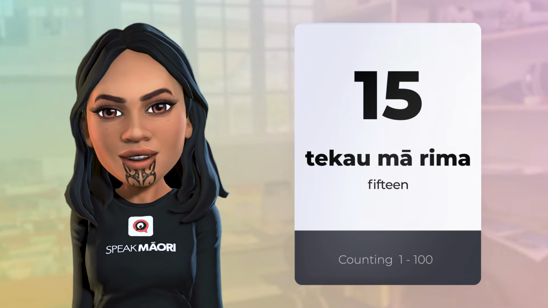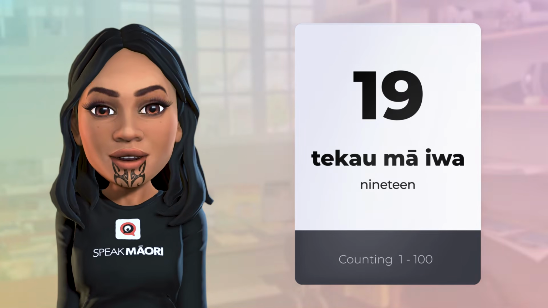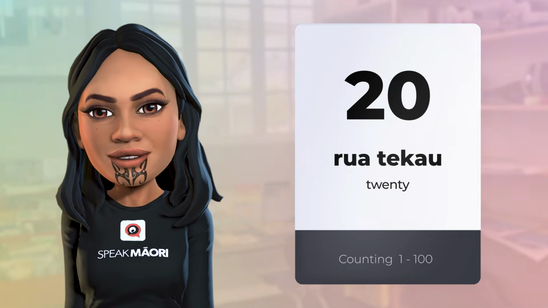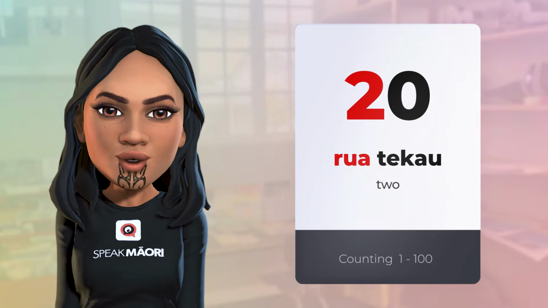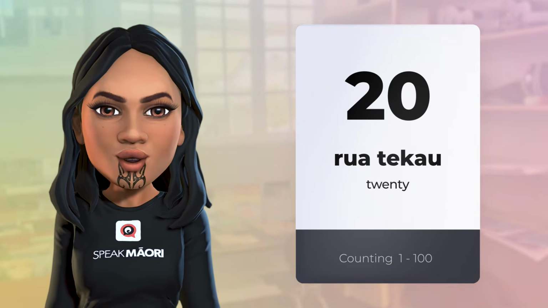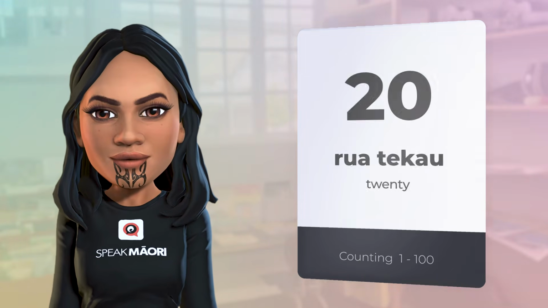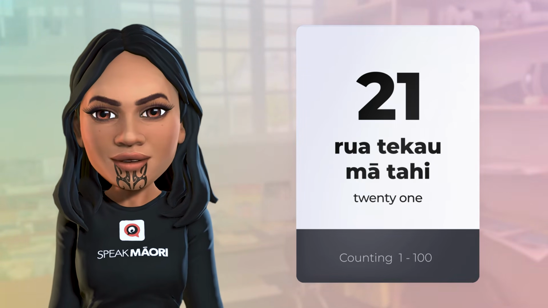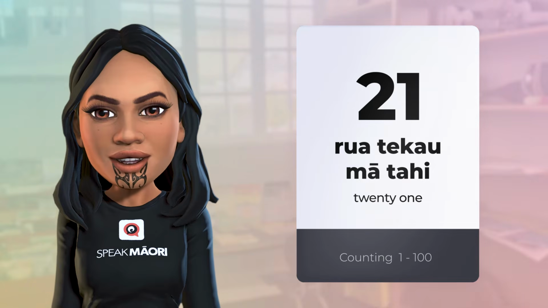Carry on until you get to tekau mā iwa, 19, and then you will get to 20. Rua tekau. This time rua goes in front of the tekau, and the single number follows. Here's an example. Rua tekau mā tahi, 21, 2 tens and 1.